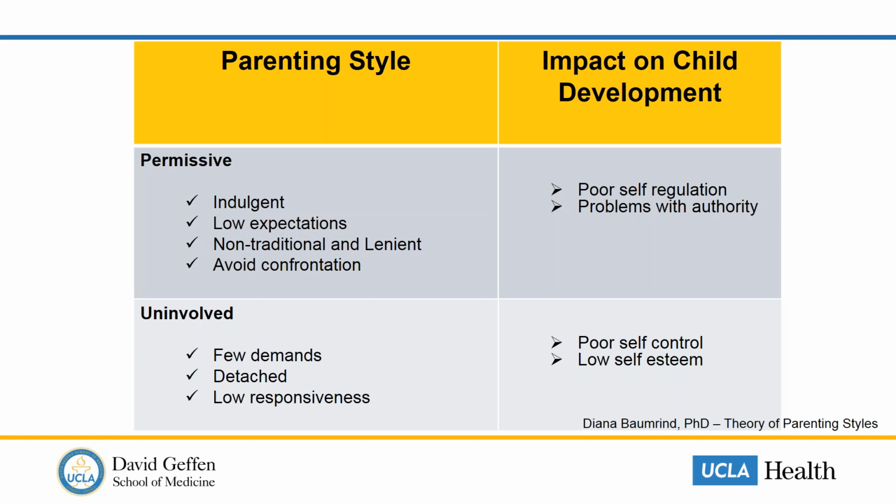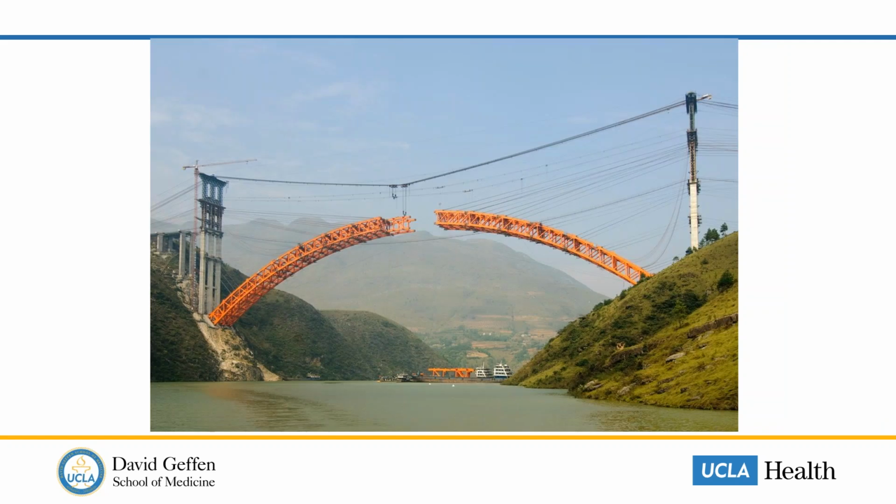And then there are some parents who withdraw. They tend to have few demands. They are a little detached, and the impact on child development tends to be poor self-control and low self-esteem. So I don't bring this up so that you analyze the way that you interact with your child, but I think that maybe you think about how different types of strategies and the way that you parent, particularly as you're going through the transition process, may benefit your child's development.